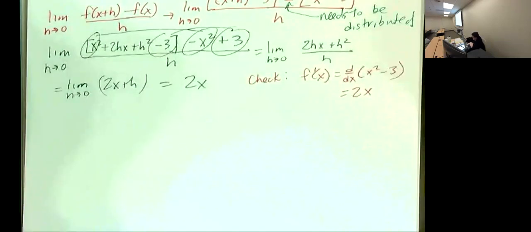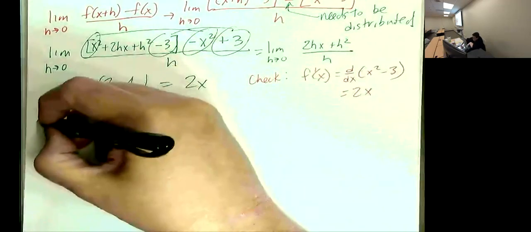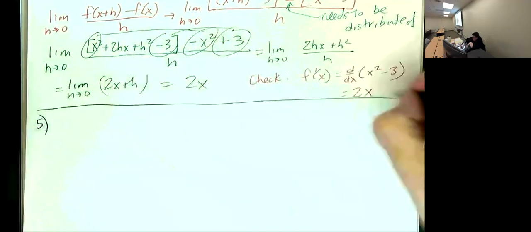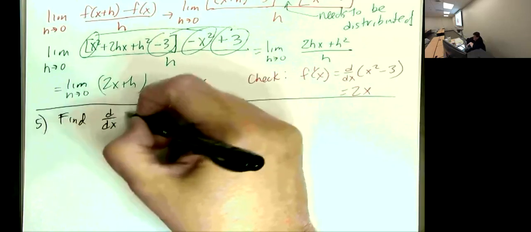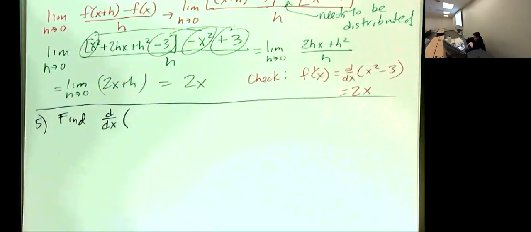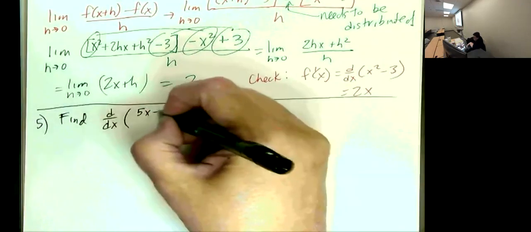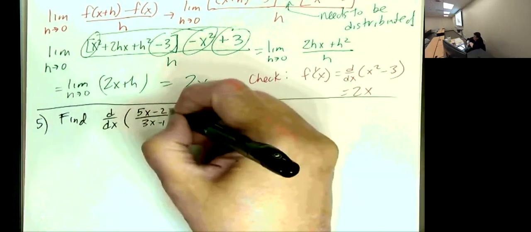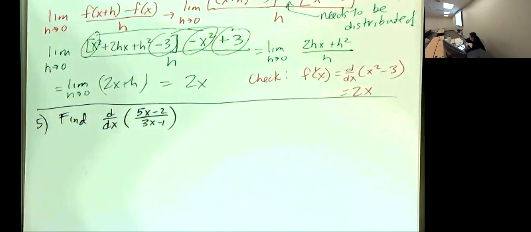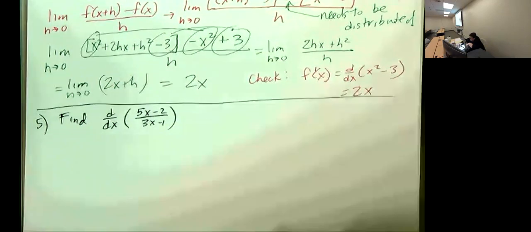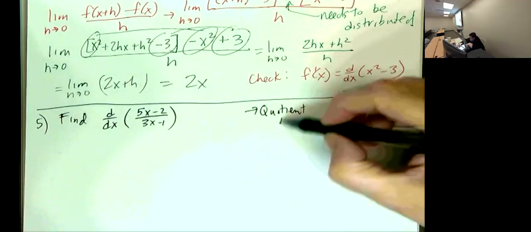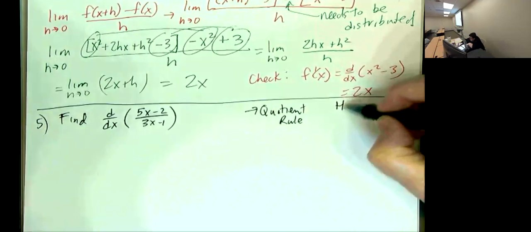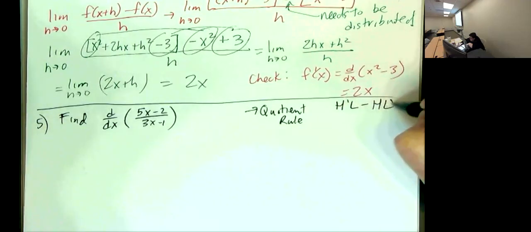All right, number 5. Find d/dx of 5x minus 2 over 3x minus 1. You have a couple routes. You can do quotient rule: high prime low minus high low prime, all over low squared.